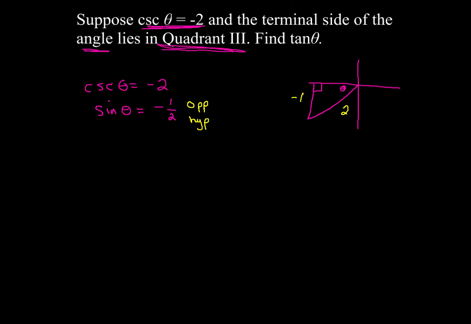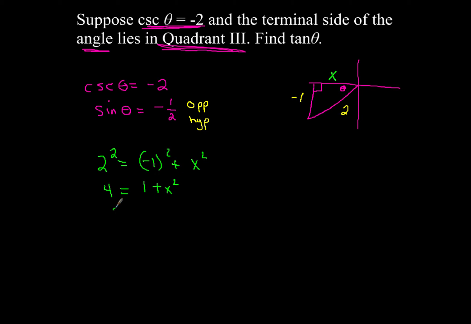Now next what we're going to do is we're going to just use trigonometry and an old theorem called the Pythagorean theorem to find this missing side right here. And I'm just going to call this x. So to find the missing side, we're going to go ahead and use the Pythagorean theorem to find that. So I'm going to have 2 squared equals -1 squared plus x squared. 2 squared is 4, and of course -1 squared is 1 plus x squared.